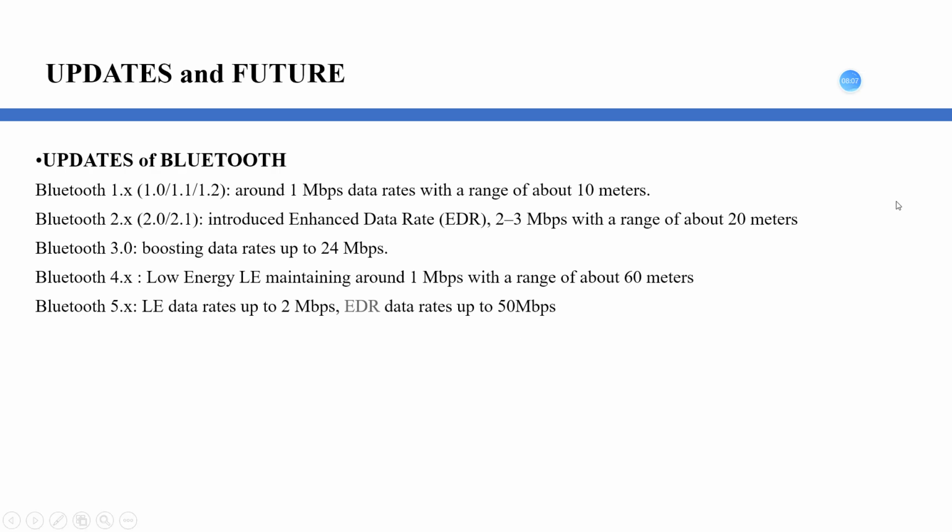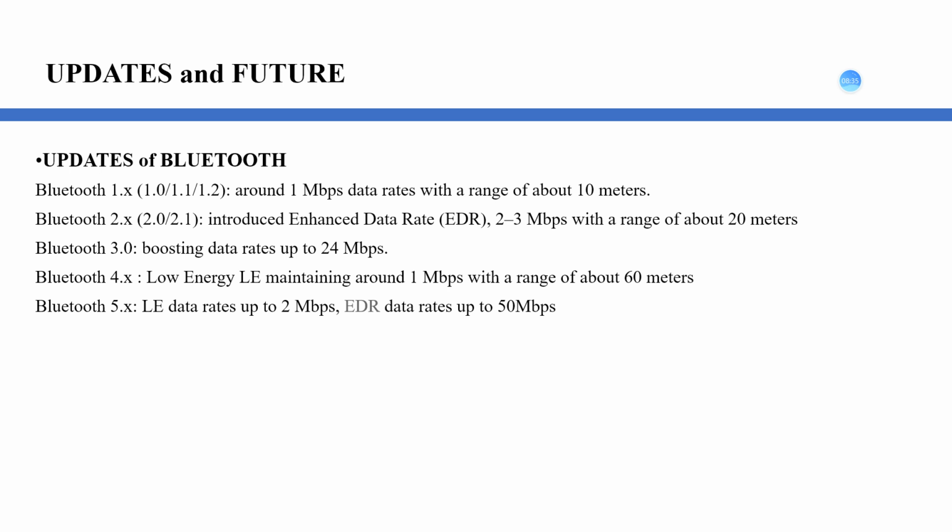From 1994 until now, Bluetooth has had 5 versions. The initial version, Bluetooth 1, achieved around 1 Mbps data rates with a range of about 10 meters. The second version introduced enhanced data rate with differential modulation, increasing data rates to 2 to 3 Mbps with a range of about 20 meters.